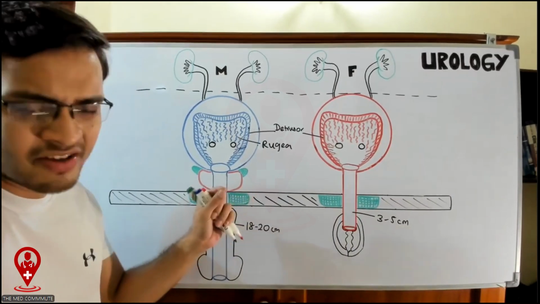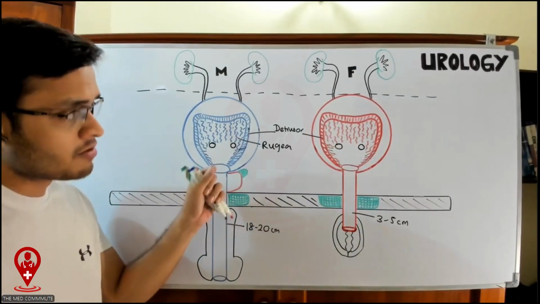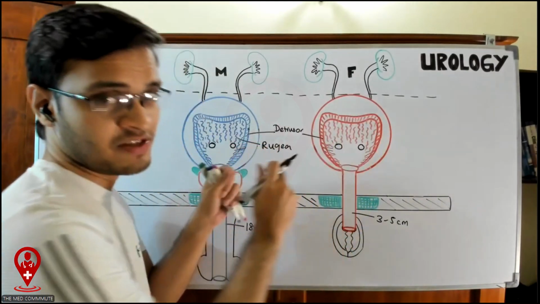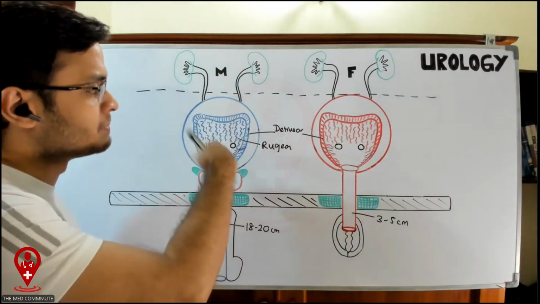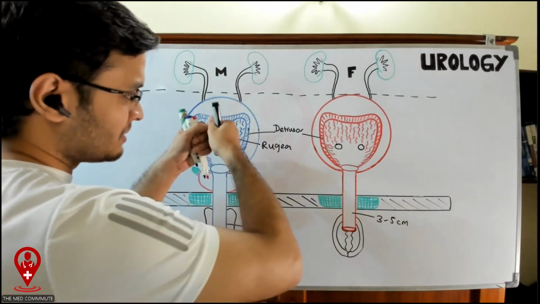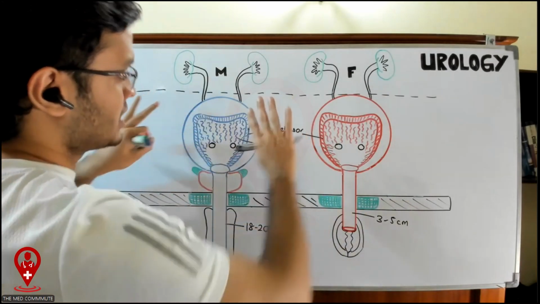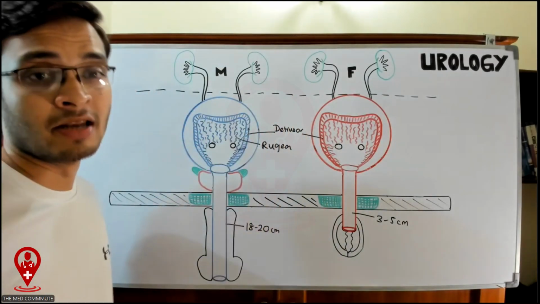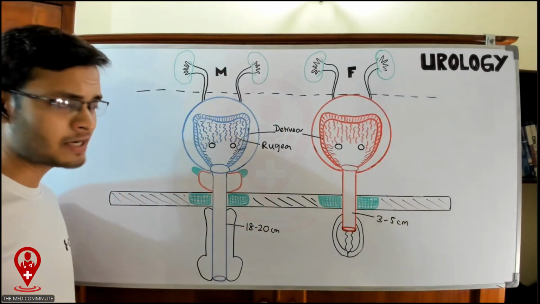What is the importance of having this rugae, guys? The importance is that when the rugae flatten, they allow more volume, more space. As the bladder is filling up with urine, the rugae helps the bladder mucosa to stretch to accommodate a large volume of urine. That is for the storage function.